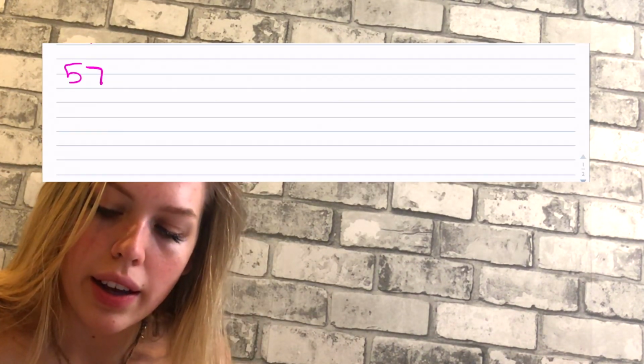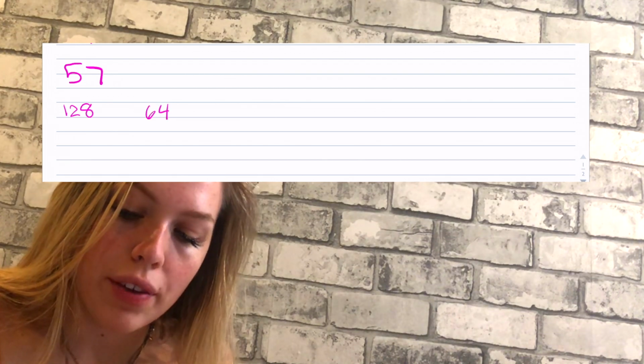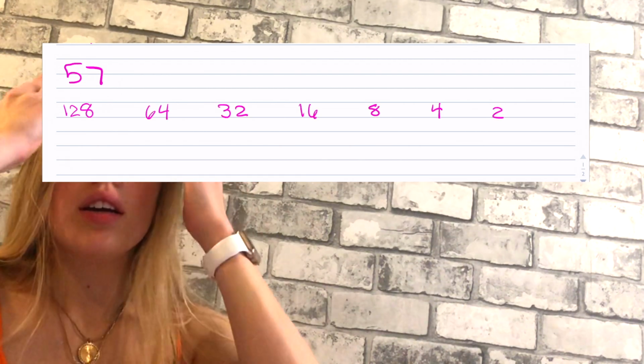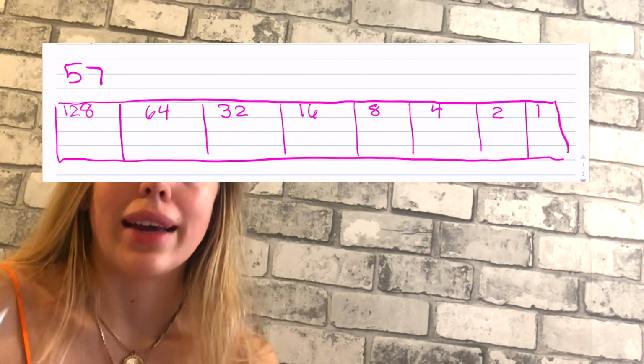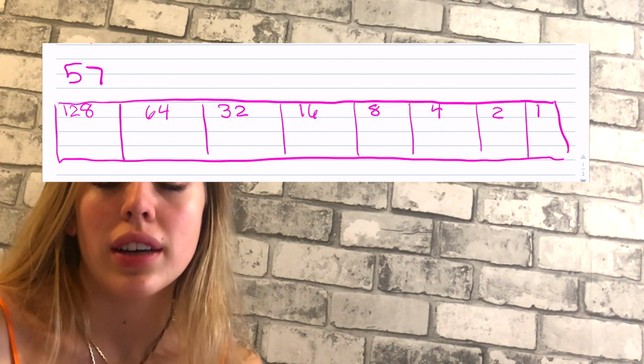Let's do one more, let's do 57. So I'm just making my chart again, and this chart can still go higher if you've got a really big number. So you just need to multiply the last number, so we've got 128, you multiply that by 2 and that'll be your next one.